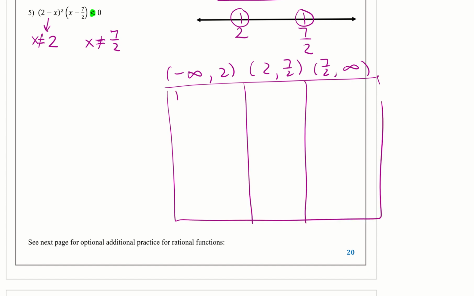If I test something between negative infinity and 2, maybe I'll test 0. You could certainly pick a different number. When I plug that in, I get a positive, that is then squared, which remains a positive, times a negative. I get a negative, which is less than 0, and that is what I want. So I will be graphing and selecting this region.